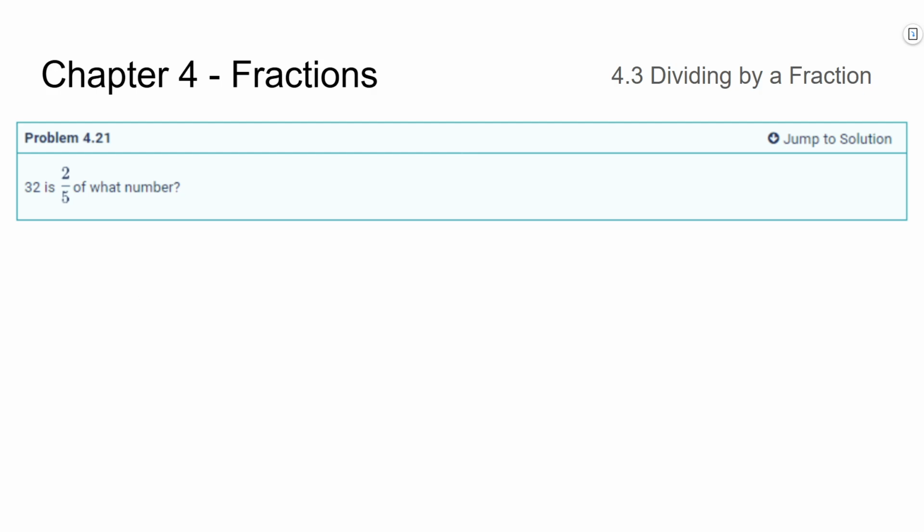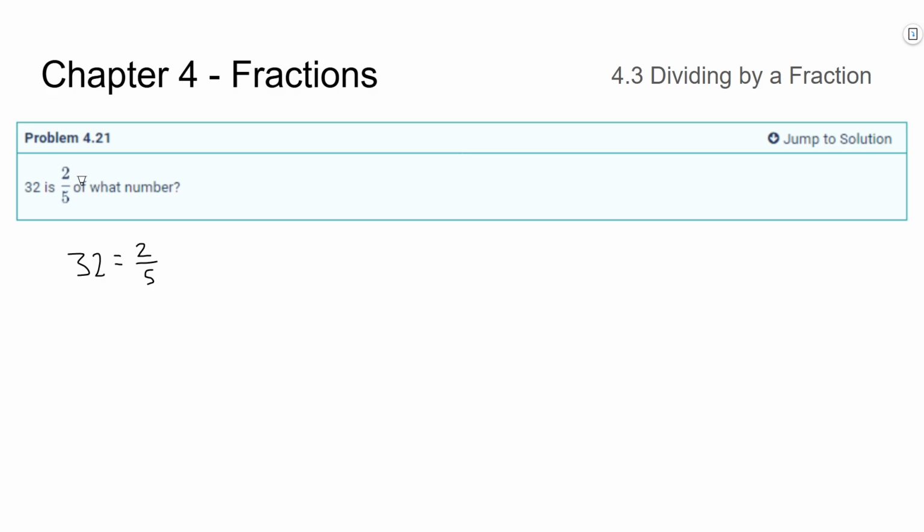Okay, so 32 is 2/5 of what number? All right, first of all, let's see if we can figure out what they're asking for in this question. So 32 is usually means an equal sign. 2/5 is just 2/5.